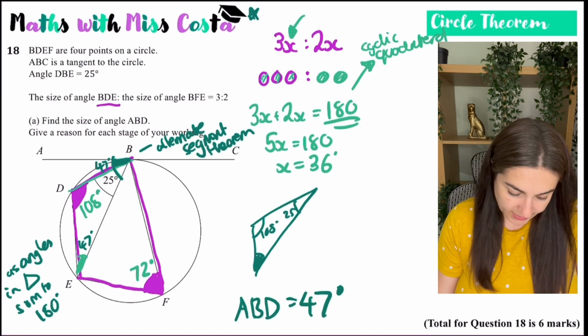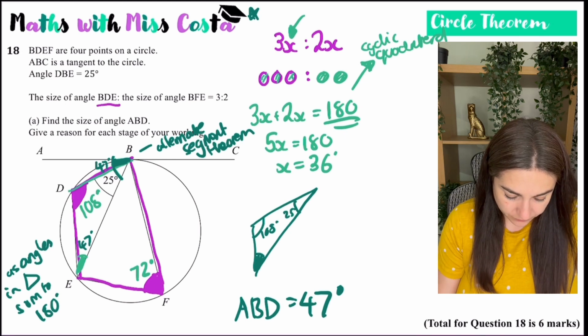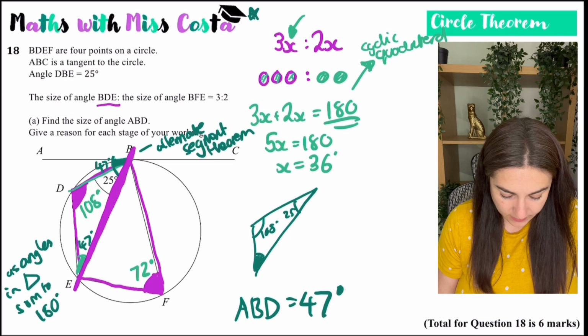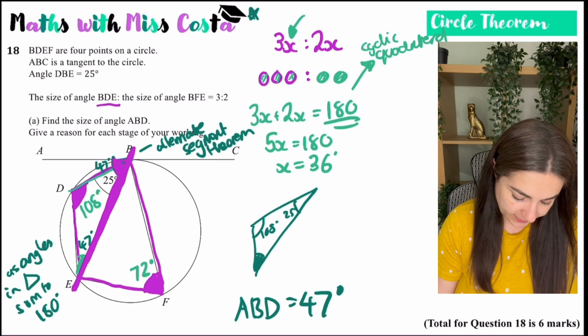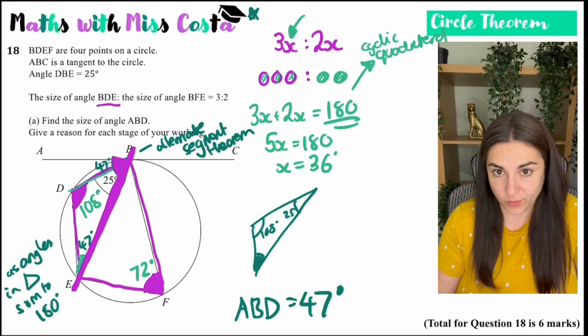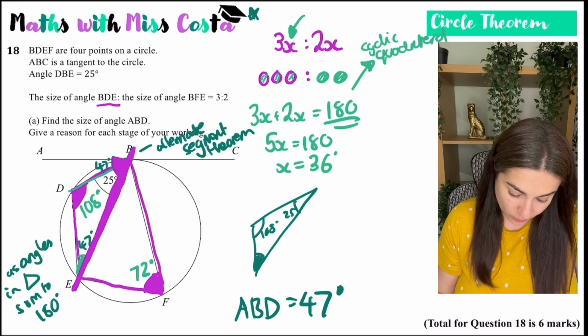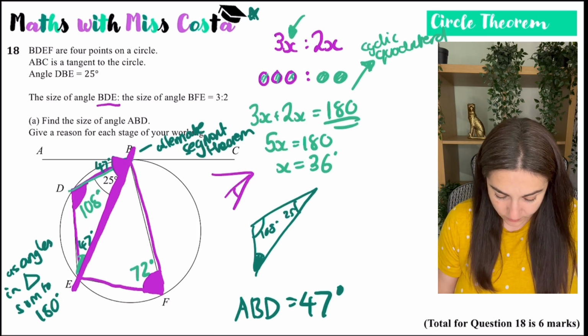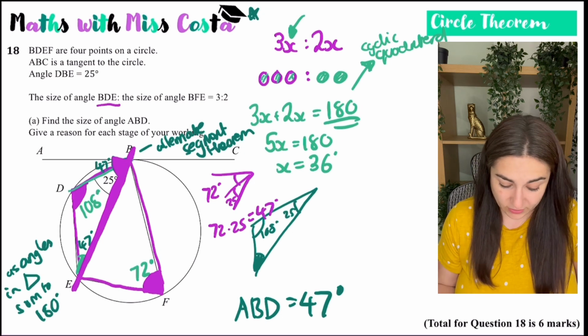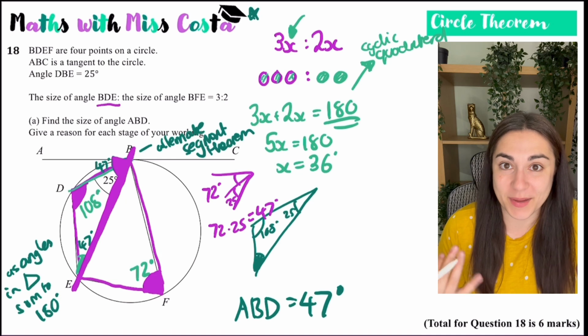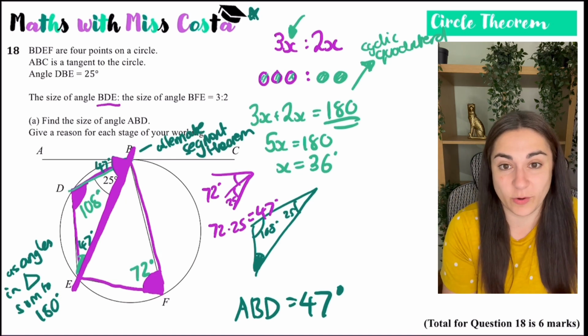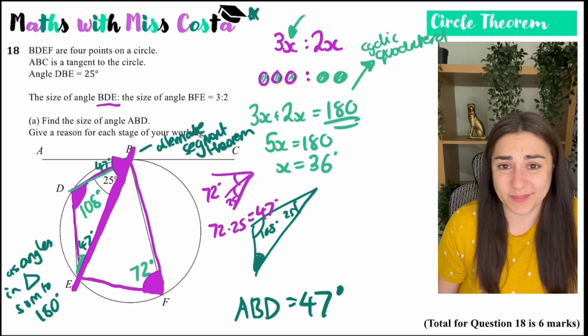Another way you could have done it is, you know that this is a chord as well. And all of this, so the angle between the tangent and the chord is equal to the angle in the alternate segment. So all of this must have equaled 72. So you know that this angle, 25 degrees, and this must sum to 72 degrees. So 72 take 25 is 47. That's another way you could have done it. There are loads of other ways that you could have done it, but essentially alternate segment theorem and cyclic quadrilateral are the key circle theorems that would have been used here, and hopefully they make sense.